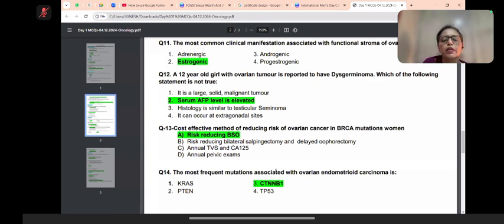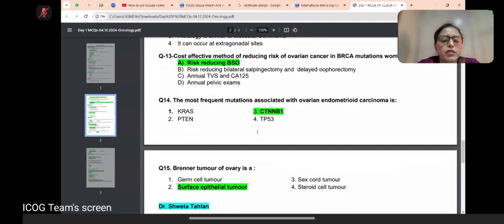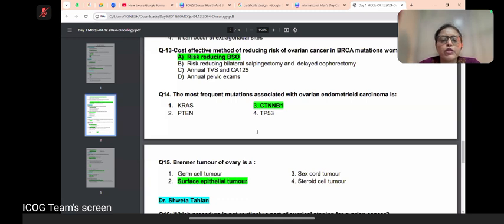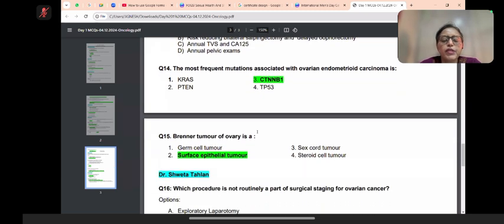The cost-effective method of reducing risk of ovarian cancer in BRCA mutations is risk reducing bilateral salpingo-oophorectomy. That is the only procedure that can reduce the risk in BRCA mutations. With ovarian endometrioid carcinoma, the answer is 3, that is CTNNB1. Brenner tumor of the ovary, it's a surface epithelial tumor. That is, the answer is 2.